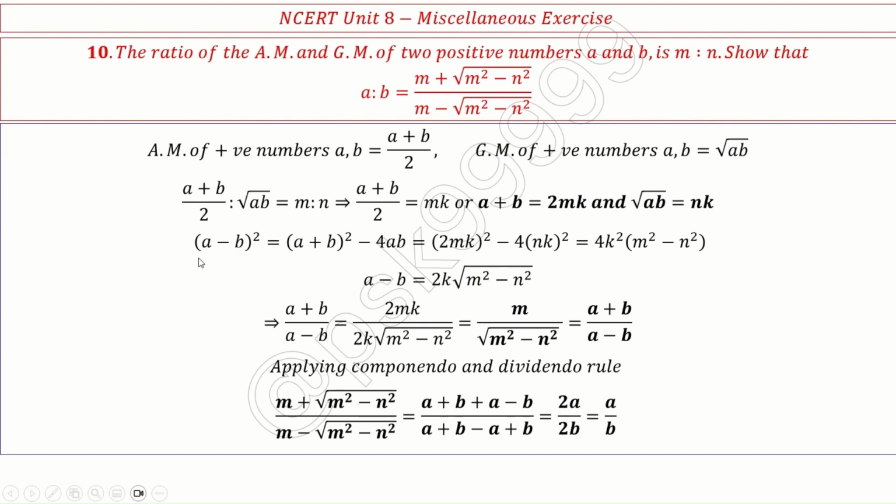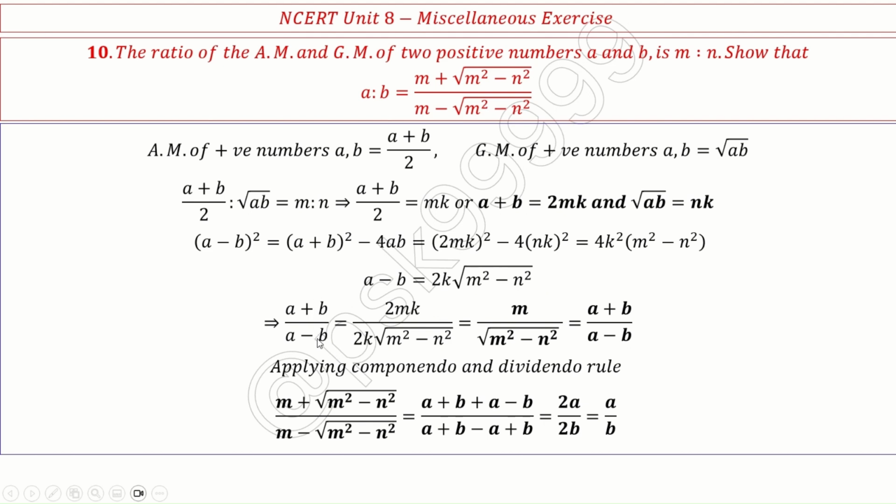Now, what I need is a plus b divided by a minus b, and from that I can get a divided by b, correct? So I need the a minus b term now. a plus b is already here. I need a minus b. a minus b is nothing but the square root of (a plus b) whole square minus 4ab, correct? So from that I will get a minus b as 2k into square root of m square minus n square.